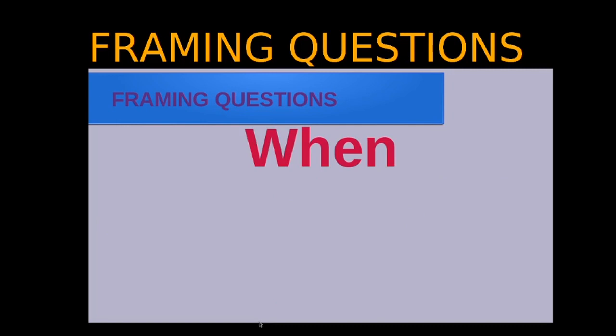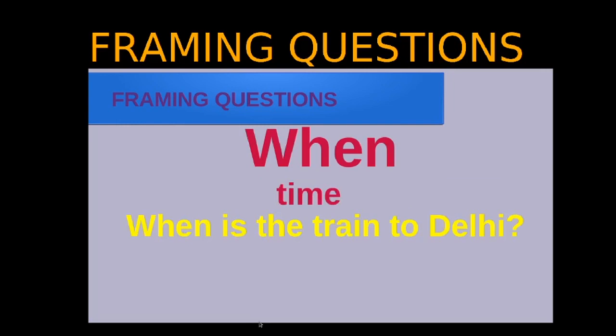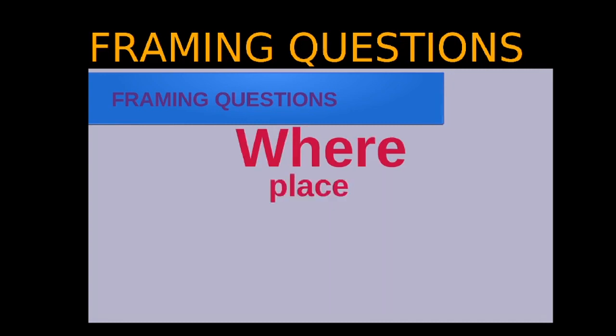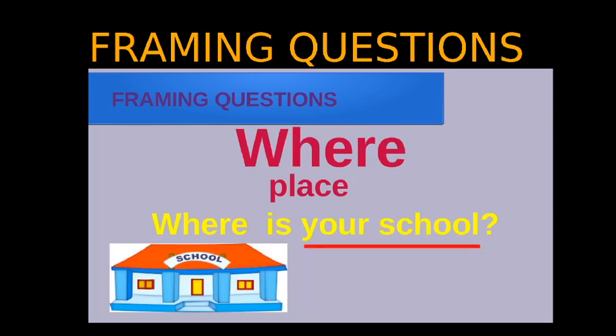Next one is when. When is used for time. When is the train to Delhi? So train to Delhi is the time. So you have to tell a time for this. And where is for place. Where is your school? You will give an answer of the place where it belongs. You may say Kolathur. Your school is in Kolathur. So Kolathur is a place, right? So your school is in a place.